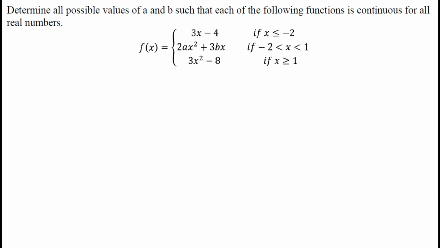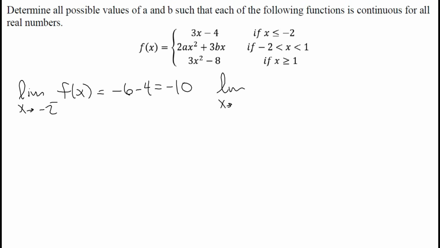All right, our next one here, same basic idea. We're just going to do the limit as we approach -2 from the left and the right, and 1 from the left and the right. So we start with the limit as x approaches -2 from the left of f of x. Well, that'll be 3 times -2, which is -6 minus 4, or -10. Right? And then we'll do the limit as x approaches -2 from the right of f of x, which will be, we square -2, that's 4, and 4 times 2a is 8a. And then -2 times 3b will be minus 6b.